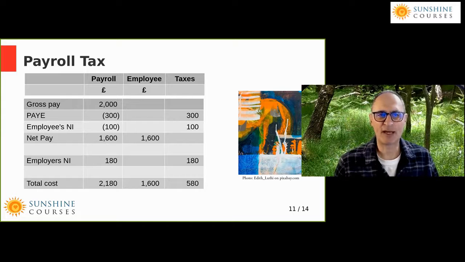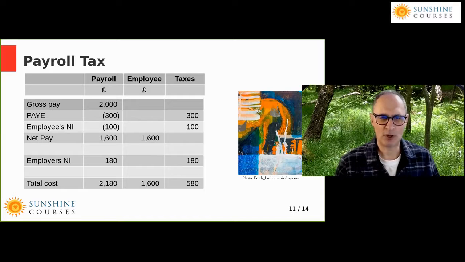And the cash flows work like this. The company paid the employee £1,600. And typically it pays that employee in the month in which the salary is due. And then it owes three separate amounts to the Inland Revenue, the £300 PAYE, plus the £100 the employee's national insurance. These are the monies that they deducted from the employee, plus the £180 of employer's national insurance. When you add them all together, £580, and typically that's paid in the month following the payroll tax.